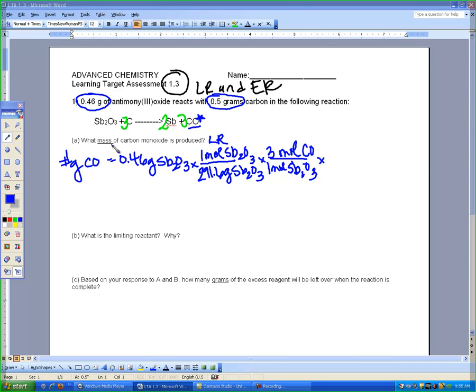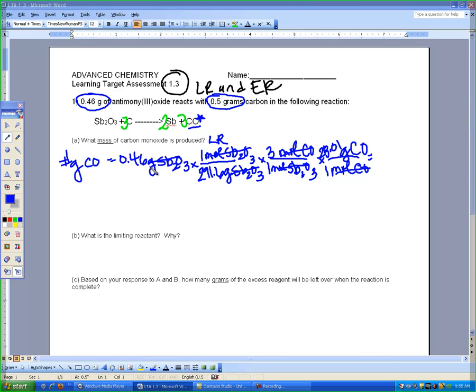And since I'm doing mass, not just limiting reactant, I have to do one more step to find the mass of CO, and that's CO's molar mass. So for every 1 mole of CO, how many grams? So that's 12 plus 16, that's 28.01. So remember, double check all my units cancel here. And now this would tell me how much carbon monoxide should be made with 0.46 grams of antimony oxide and enough carbon to make the reaction go.